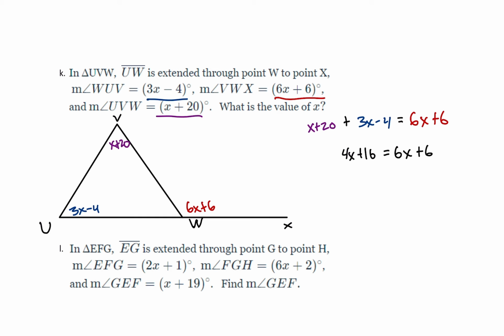And then if I subtract my 4x from both sides here, I'm going to end up with 16 is equal to 2x plus 6. And I'll subtract 6 from both sides, which is going to give me 10 is equal to 2x. And then if I divide both sides by 2, I get 5 is equal to x. And that's my answer.